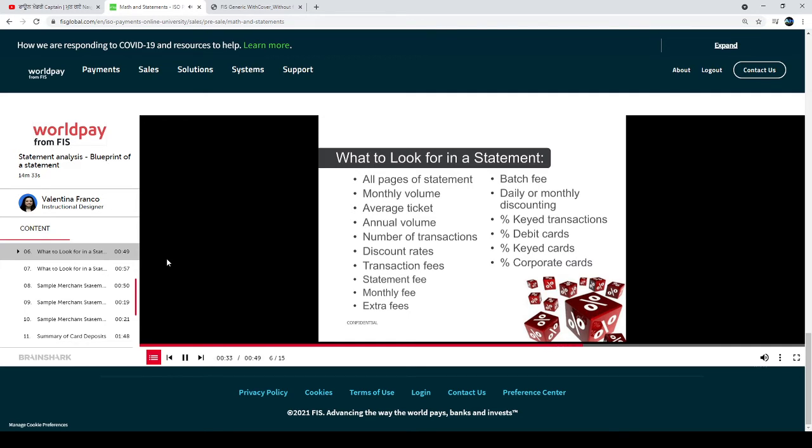We also want to take into consideration how many transactions are being keyed. How many of those transactions that are being ran are debit cards? And also, what percentage of those transactions are corporate cards? These are key factors in determining how to price our merchant correctly.